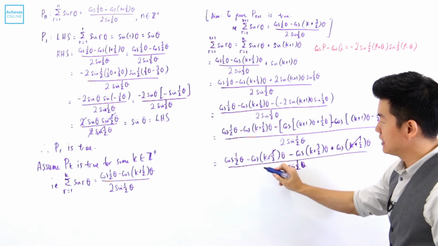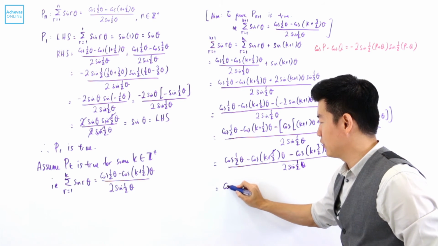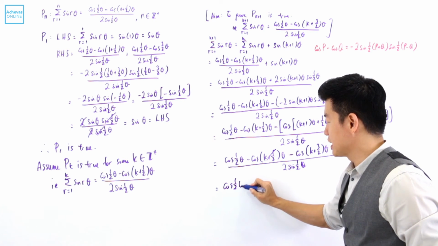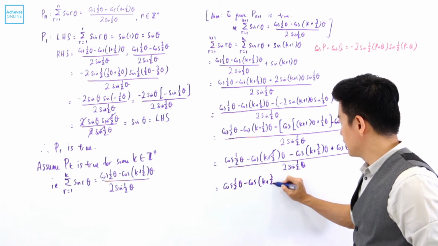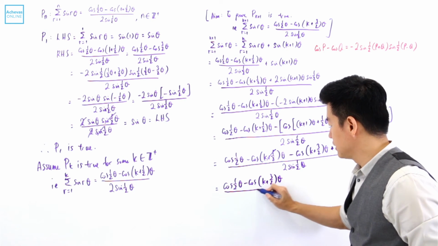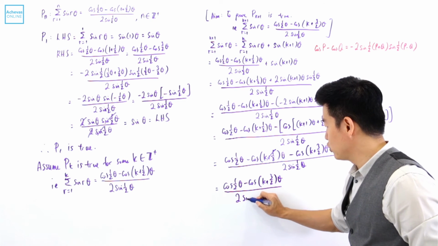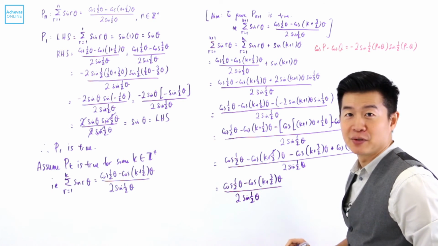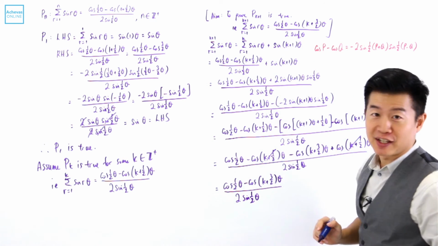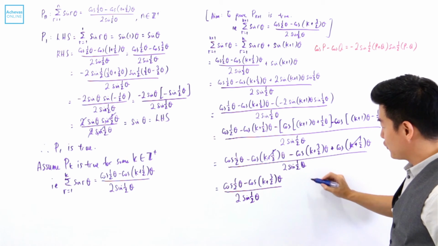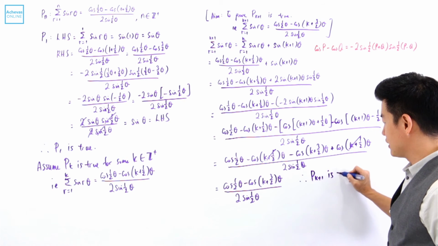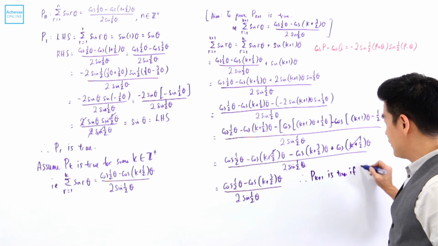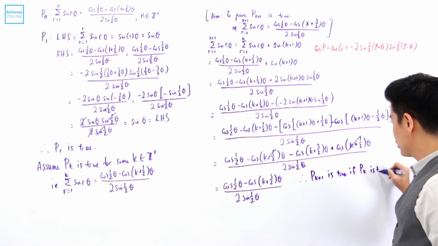So this and this can be cancelled. What I have left is going to be cosine half theta minus cosine (k plus 3 over 2) theta, divided by 2 sine half theta. And this is what we have started out to prove. So what we have done so far is to prove that P(k plus 1) is true if Pk is true.